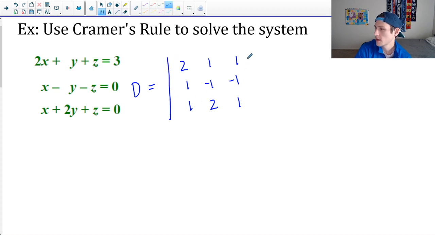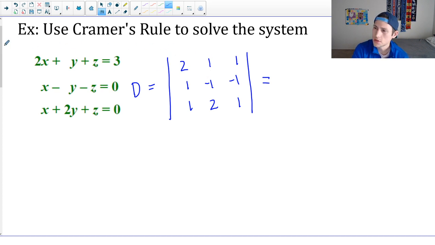Okay, so remember that capital D represents just the determinant of this. I just looked at my stuff over here on the left side of the equation, right? 2, 1, 1, 1, negative 1, negative 1, 1, negative 1, negative 1, 1, 2, 1, 1, 2, 1. Okay, now what is the determinant of this matrix?